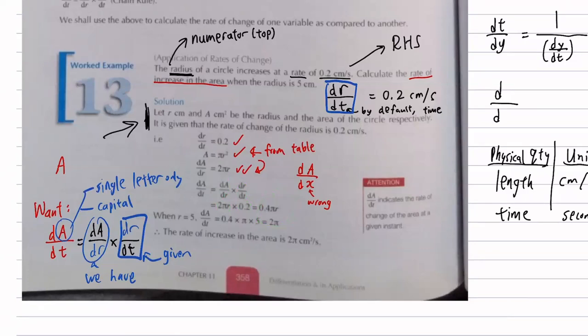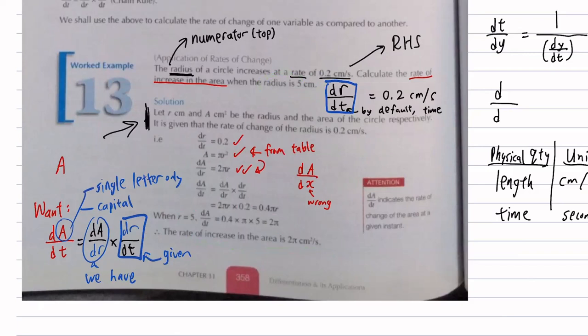what did the question say? The radius is 5 cm. So can we just stop at 0.4 pi r? Sub in 5. Cannot. Very good. You must sub in the 5. Then finally, you simplify, you get 2 pi. So the rate of increase in the area is 2 pi cm squared per second.